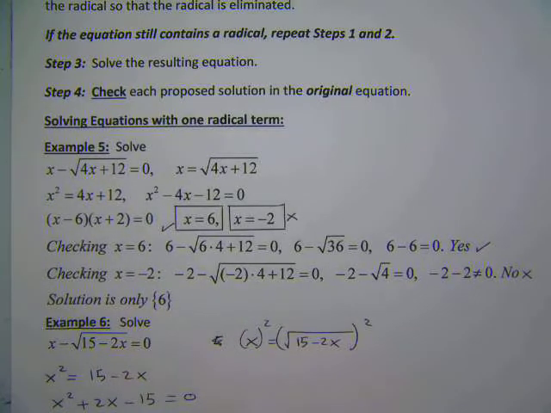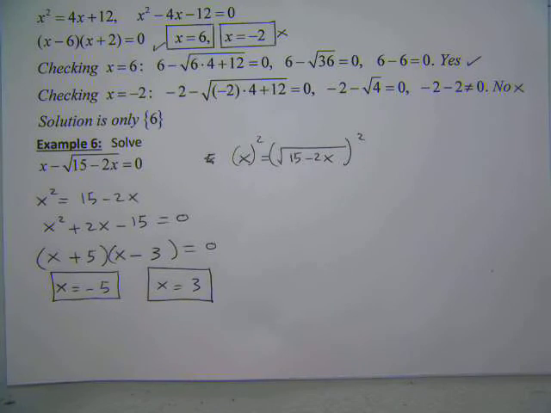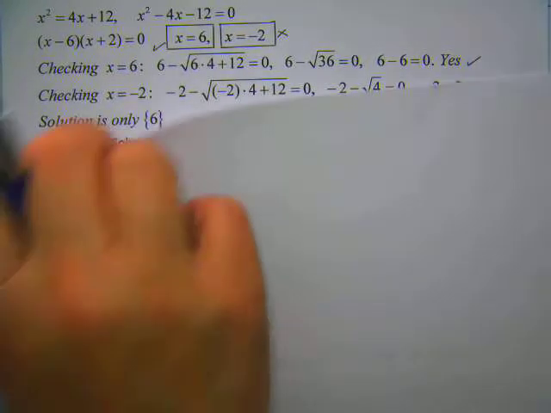Why do we have to check the answer? Because you might get something we call an extraneous solution, or what we call a false solution. Where does it come from? Let me explain it before I continue.